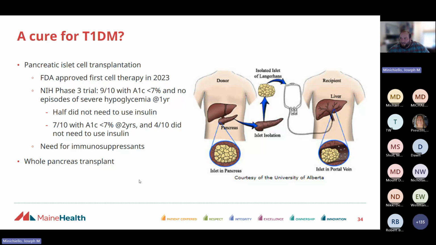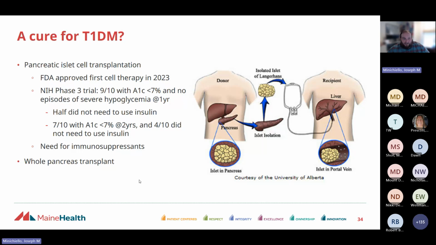And so there are two ways that this is being done. You can actually get an islet cell transplant. The first FDA-approved transplant happened just 2 years ago. There was this big NIH trial that showed that 90% of people were able to get to an A1C, which is a measure of, it's similar to blood sugar, but over a longer period of time, less than 7, which is the target of where we want to get someone who's diabetic, without episodes of severe hypoglycemia 1 year after their transplant. Half of the people no longer needed to use insulin. And then at the 2-year mark, 4 out of 10 people still did not need to use insulin.